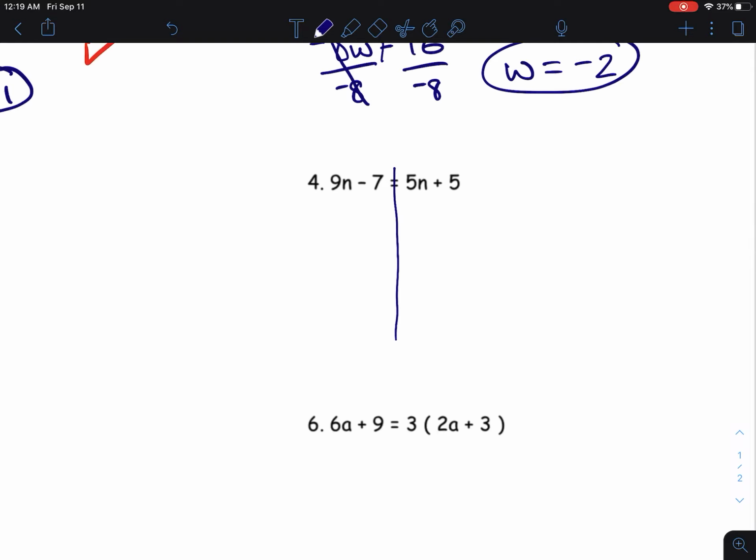Okay, we'll come over here. Same scenario, I would distribute first. There's nothing to distribute. I have no like terms to combine on each side of the equal sign, so I'm going to move to moving. So I have a positive 5n. I want to get it to the other side, so I'm going to do minus 5n.